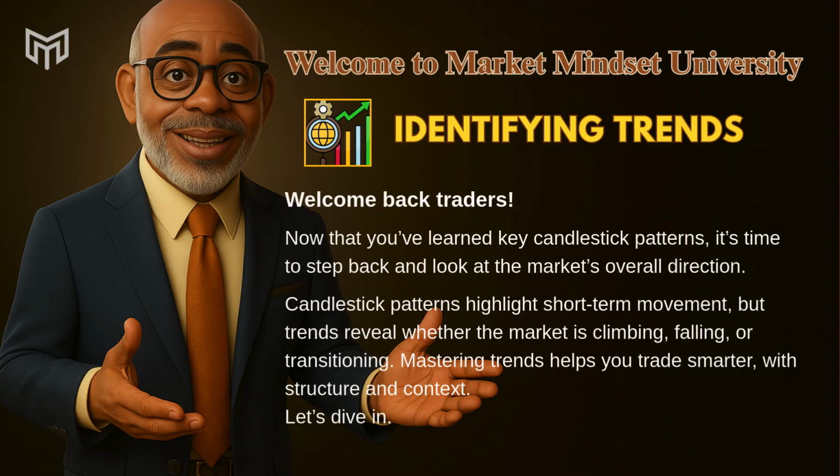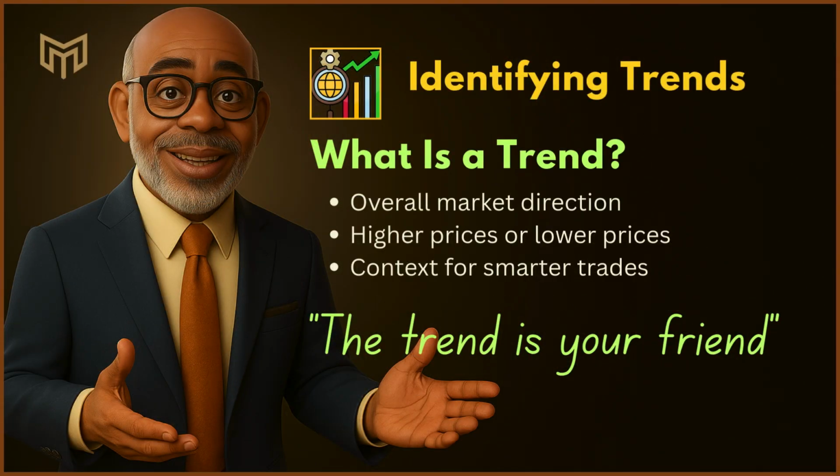Let's dive in. You may already know this, but it's important to make it clear. A trend is the overall direction the market is moving. When the market is in an uptrend, prices are generally rising. When the market is in a downtrend, prices are generally falling. Recognizing the trend gives us context. It helps us align our trades with the market's direction instead of fighting against it.